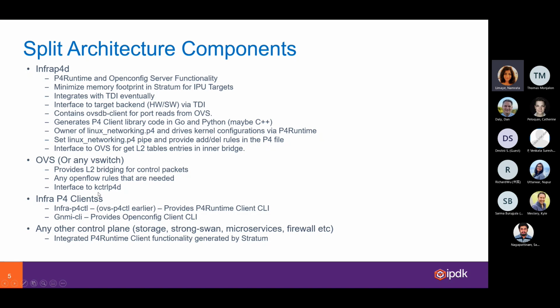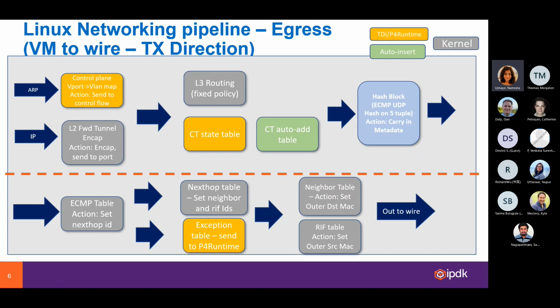Then we have the interface to the kcontrol P4D using the OVSDB. So we have infra P4 clients, infra P4 kettle, which is the P4 runtime client, and gNMI CLI, which is the OpenConfig client that is currently integrated with P4 OVS as infra P4 clients, and any other control plane here that can be added. So going on to Linux networking P4, this is what we have developed so far as an example of how we offload kernel routing and tunneling capabilities into the target data plane.